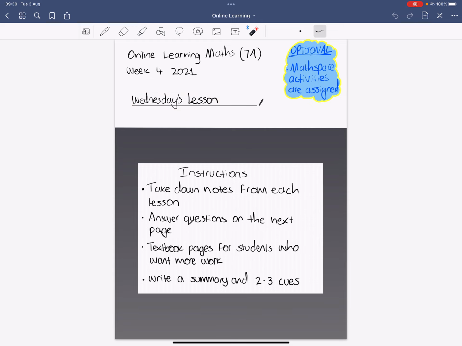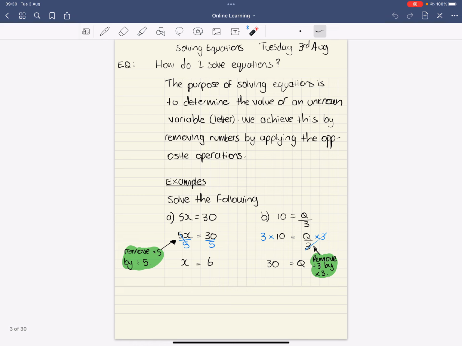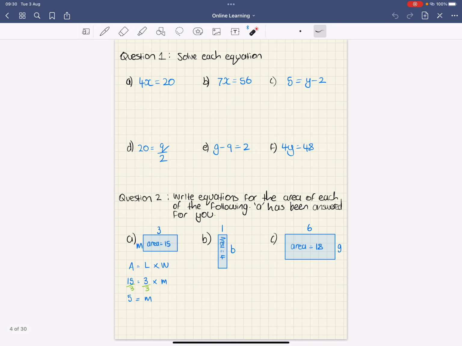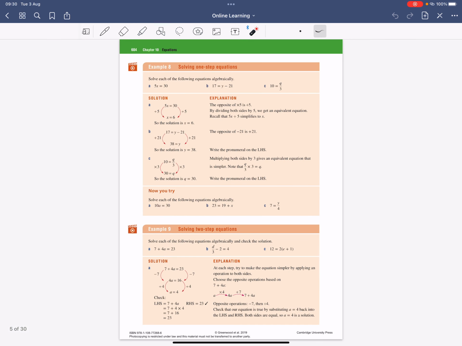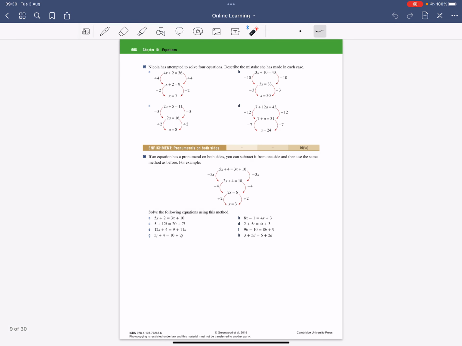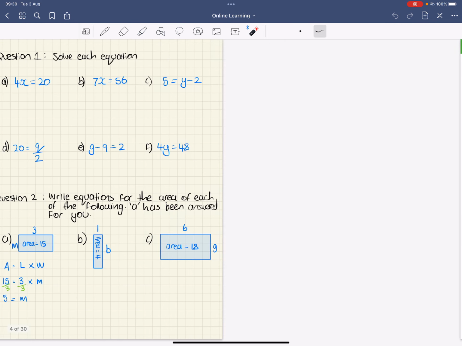Optional maths-based activities have been sent to you. You can do them if you'd like. Here are the instructions. Take down notes from each lesson, and the notes are on the following page. Answer the questions on the next page, and then there are textbook pages for students who want more work. After that has been completed, write a summary and 2 to 3 cues. This is the page that I want you to replicate with your cues down this side and your summary along the bottom when you're ready. Questions that I want you to answer, and then optional textbook questions as well. And that's the end of your maths lesson for today.